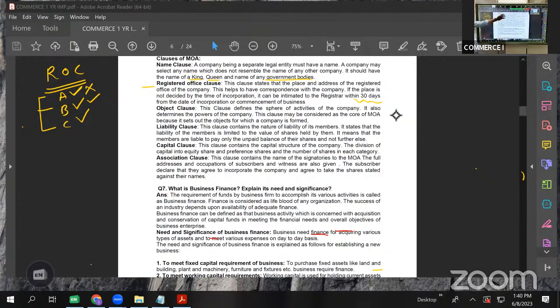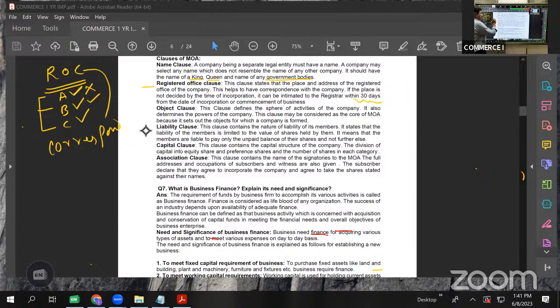And why do we need this? This is needed by ROC for correspondence purpose. If the ROC wants to do some correspondence, send some letter, some notice to the company, there has to be an office, no? There has to be a postal correspondence. That is the purpose of mentioning the registered office clause in MOA.